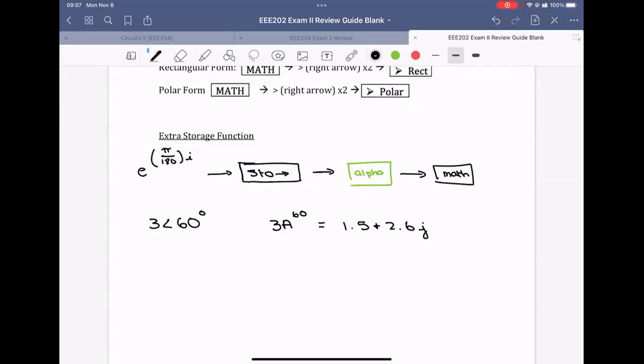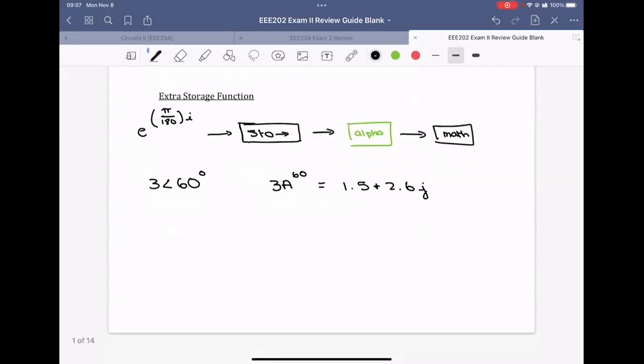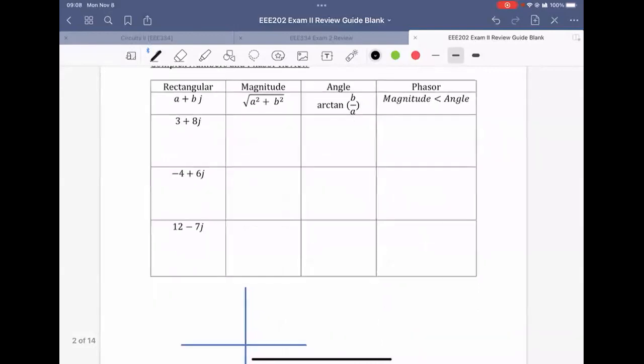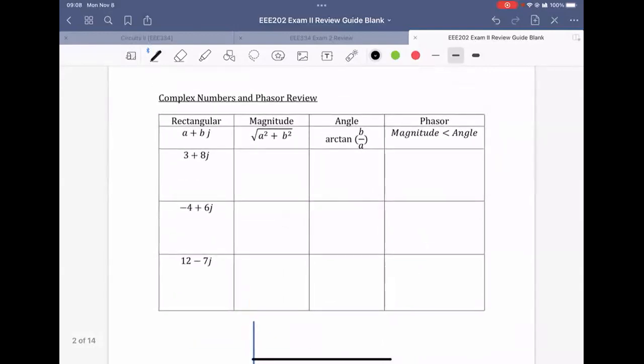So now I'll move on to complex numbers and phasors. I'll run through these a little quick. These are just practice, and you could do it along with me. I put the functions that you want to use for these.